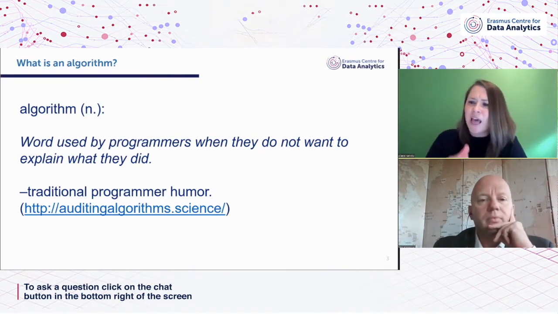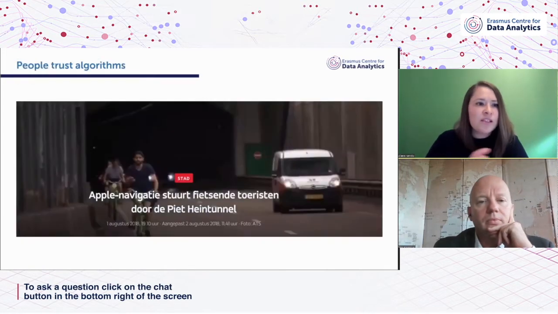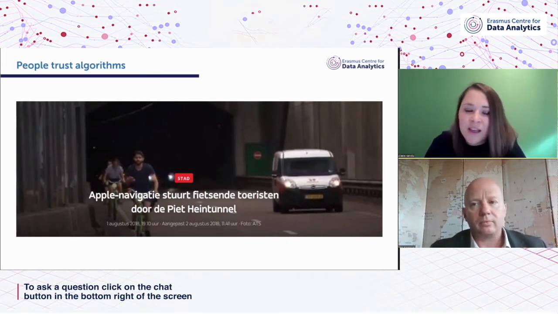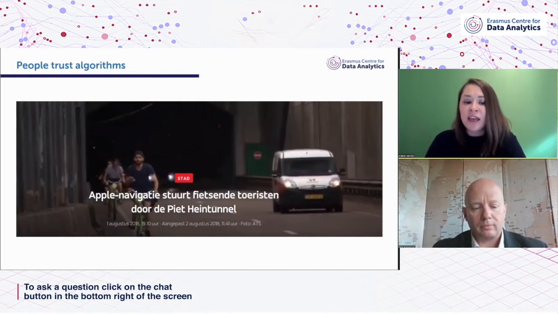But despite algorithms being complex, we still trust them. So look at this situation depicted in this slide, where we see a tunnel where cars are speeding, and then we see also some tourists on bikes alongside the cars. This is a case where the people trusted the technology, trusted the Apple navigation system, that this system would send them to the right place. But then technology and the algorithm failed here.